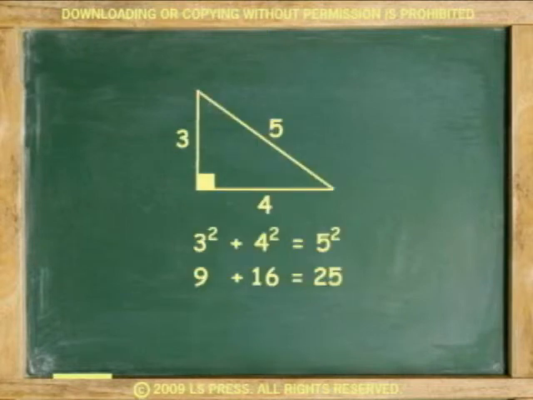In this example, 3 has been squared, so have 4 and 5. If we add before squaring them, they don't add up. Once squared, however, 3 is 9 and 4 is 16, the sum is 25, which is 5 squared.